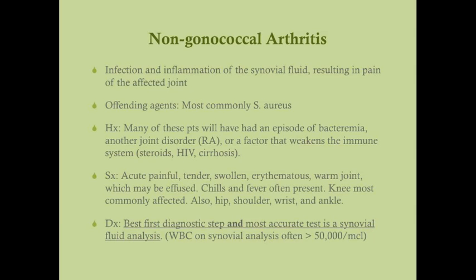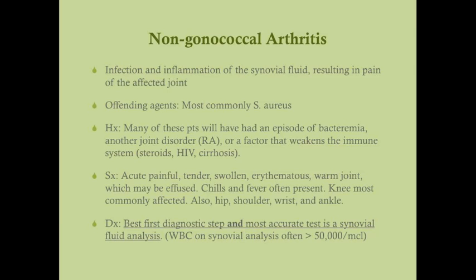So the history: most of these patients will have had an episode of bacteremia, because one of the easiest ways for septic arthritis to occur is from the blood getting into the joint. What is synovial fluid? It's an ultrafiltrate of the blood. So if there's bacteria in the blood, there can easily be bacteria in the synovial fluid. Another joint disorder is certainly a predisposing risk factor, so rheumatoid arthritis or osteoarthritis, or any factor that weakens the immune system, like steroids, HIV, and cirrhosis.